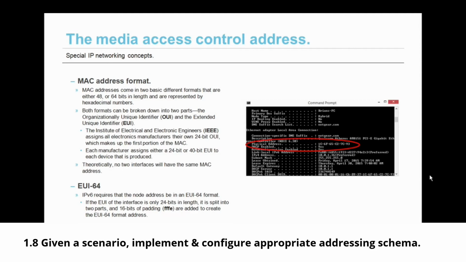I need to mention the EUI-64 format. IPv6 requires that the node address, or the MAC address, be in an EUI-64 format, so that MAC address has to be 64 bits in length. If the EUI of the interface is only 24 bits in length, it is actually split into two parts and 16 bits of padding are added to create the EUI-64 format.